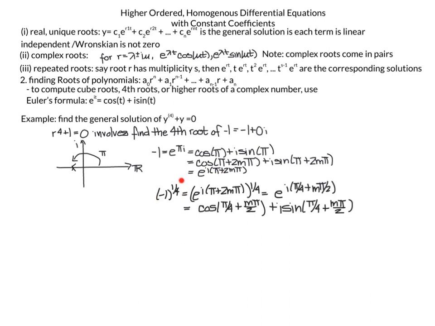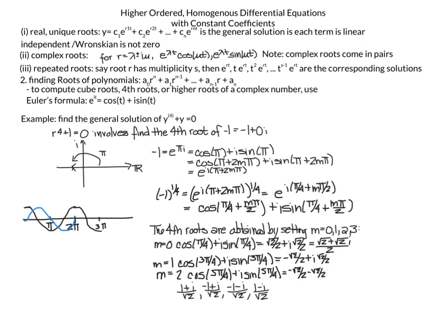Now, if I want to take the fourth root of negative 1, I take the fourth root of e to the I pi plus 2m pi. Here I have e to the I times pi over 4 plus m pi over 2. So that's going to give me cosine of pi over 4 plus m pi over 2 plus I sine of pi over 4 plus m pi over 2. So this is my fourth root of negative 1.